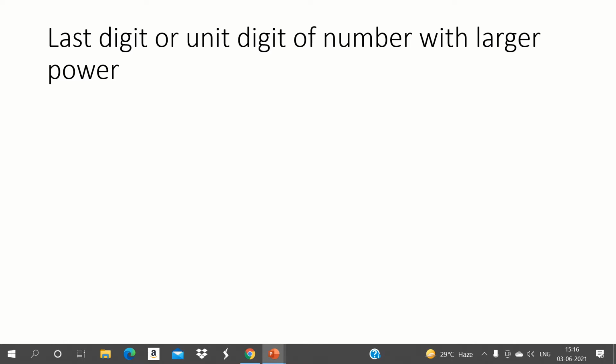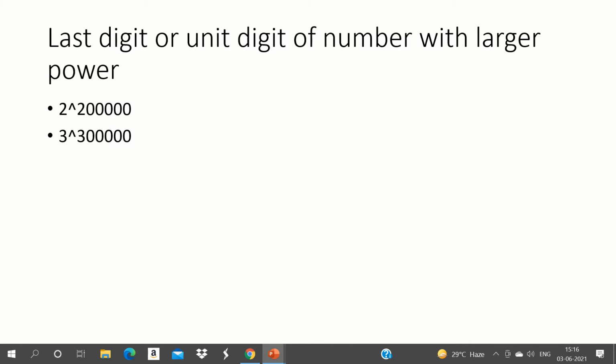Today we will see about the unit digit of a number with larger power. Suppose 2 power 2 lakh is there, 3 power 3 lakh is there. What is the unit digit of 2 power 2 lakh? What is the unit digit of 3 power 3 lakh? If we observe the powers, you can simply say the answer within seconds. So in this video, we will see numbers with larger powers and we will be able to answer the unit digit of that number. So let's start the video.